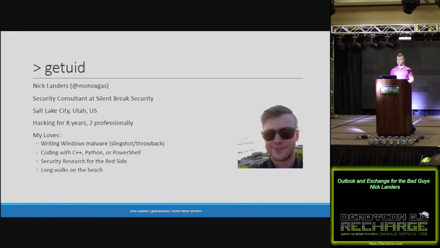My loves include writing Windows malware. I don't know if any of you guys are familiar with Throwback or Slingshot. Throwback is actually public on GitHub. It's a stage 1 persistence tool. And then Slingshot is its counterpart, which is an interactive RAT. I do active development on tools that we use internally, or versions of those tools that we use internally. So comparable to something like Cobalt Strike or Meterpreter, but all the code is ours.